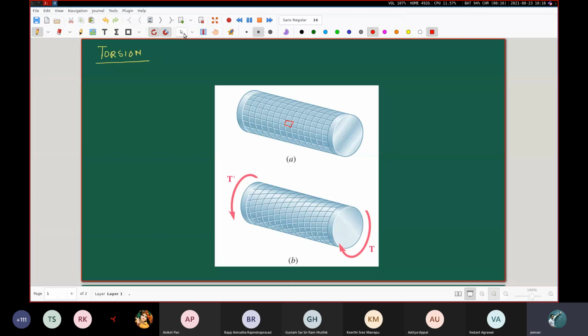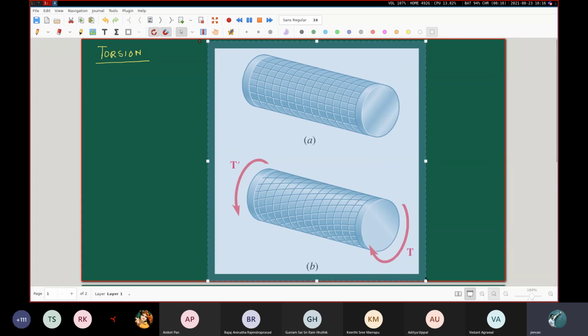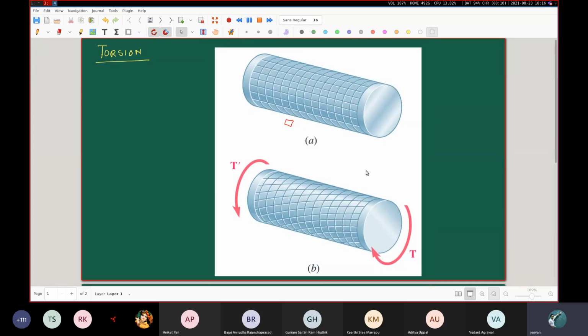Maybe it will be good if I just zoom this a little bit. I hope that is a little bit better. I'll just delete this thing. So let's say we are considering this rectangle. Now this rectangle, let's say it's probably this one, has become a rhombus now. So as a result of the torsion, we have this kind of deformation.